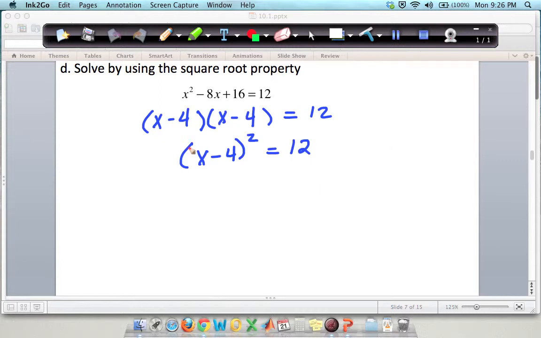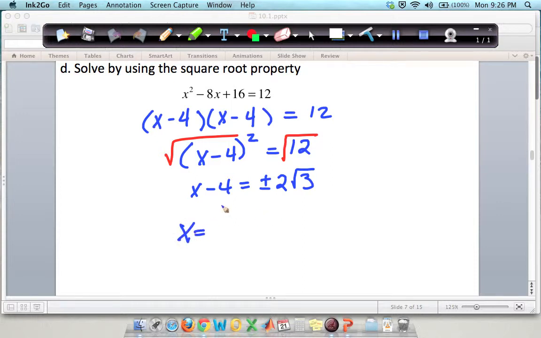You can now use the square root property, so take the square root of both sides, and you get x minus 4 equals plus or minus the square root of 12, and we have simplified the square root of 12 before. Remember, this is 4 times 3, and the square root of 4 is 2, so it's 2 square root of 3.